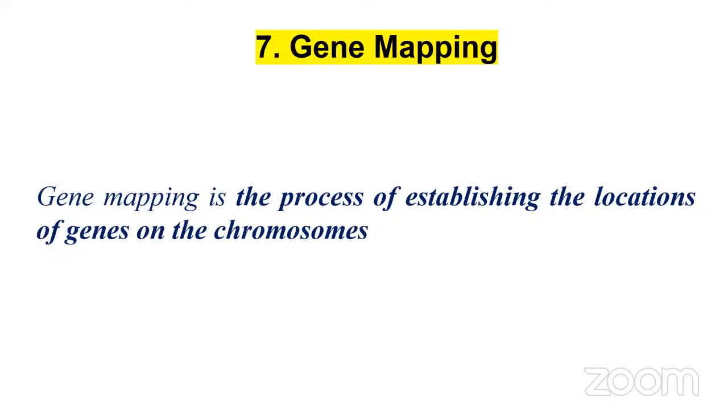The second important experiment which we were supposed to learn is gene mapping. This also we have studied in our theory classes. Gene mapping is nothing but the process of establishing the location of genes on the chromosomes.